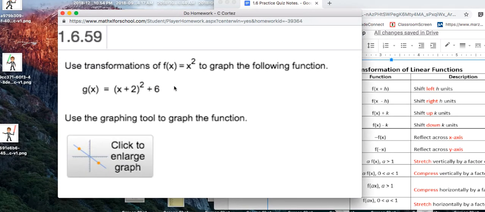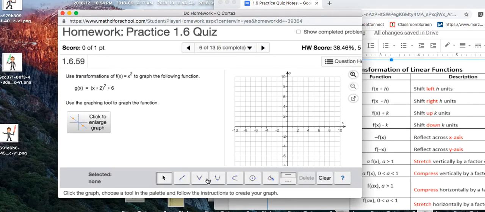Inside parentheses, we're adding 2. So in reality, we want to move this over 2 units. Then we also want to bump this up 6.